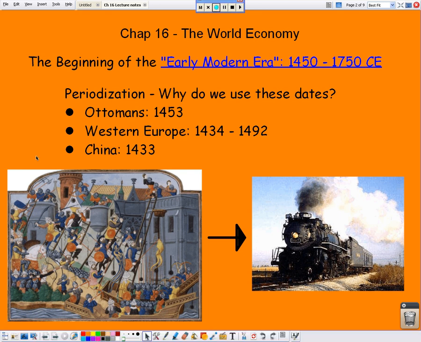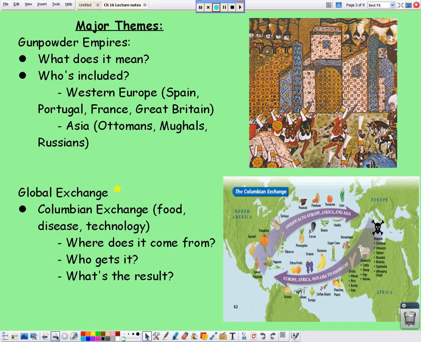So we're going to stop talking about dates for the moment, and we're going to look at some of these major themes that you guys already brought up. So one of the first and one of the biggest is the weaponization of gunpowder, and especially the fact that those that do weaponize it have a tremendous advantage over the people that haven't.